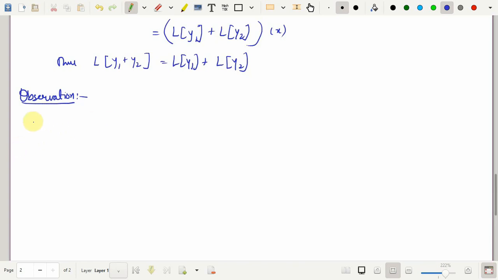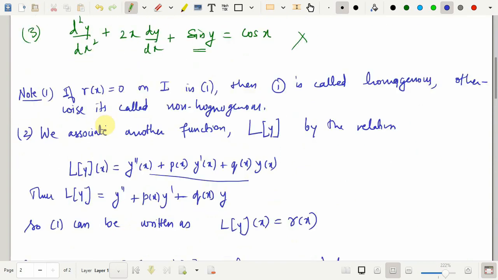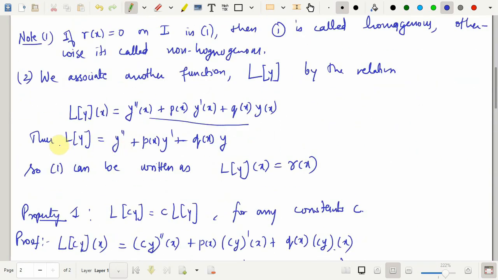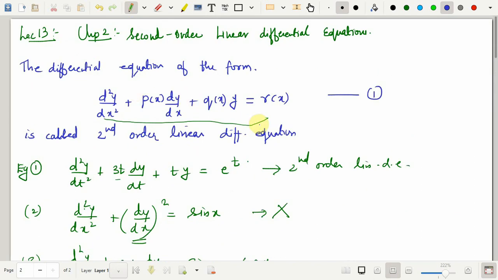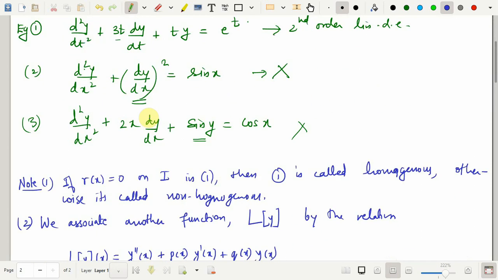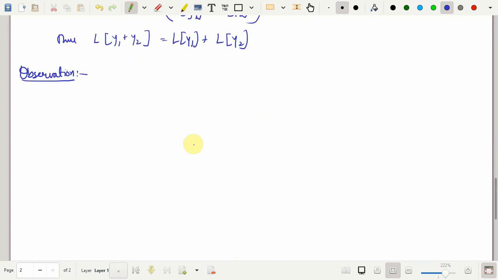So, we will look for the solution of this differential equation, and since this is the notation I have used, I would treat L of y of x is equal to R of x as the same as saying this. Okay. So, we will use the shorter notation now. So, that is the first observation.